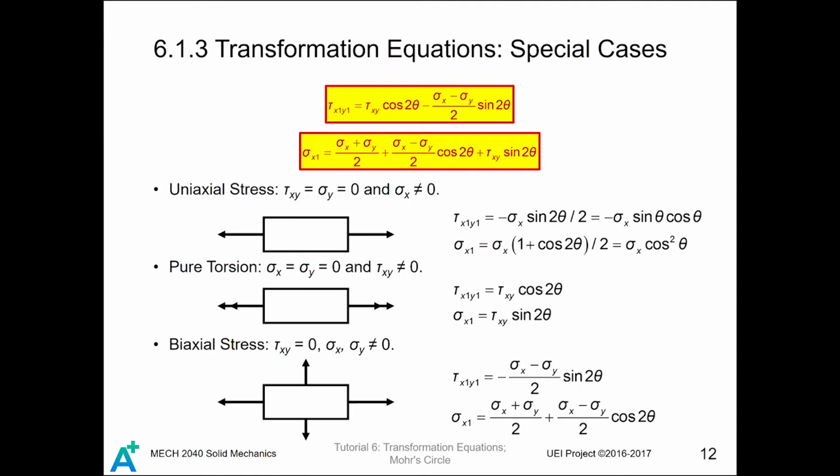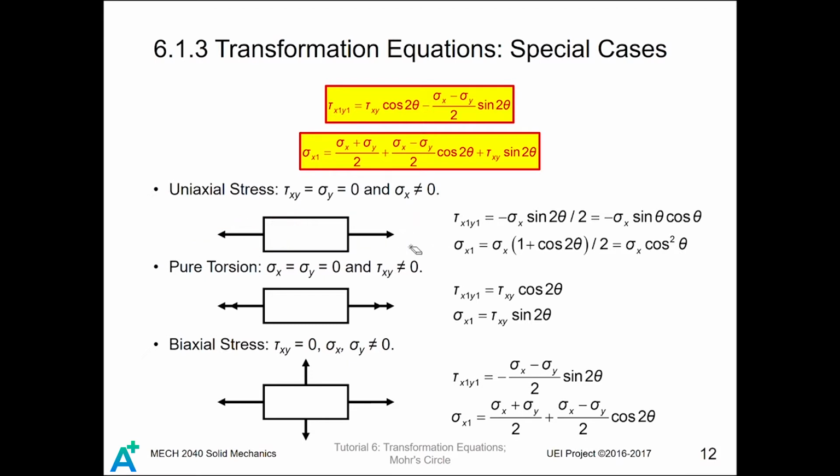Let's have a look at some very special cases of the transformation equations. The first special case is uniaxial stress. Uniaxial stress means that there is no shear stress, and there is direct stress in only one direction.